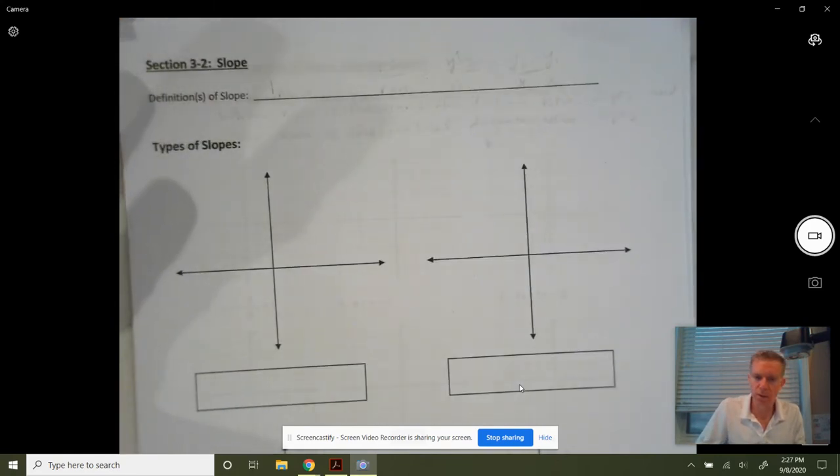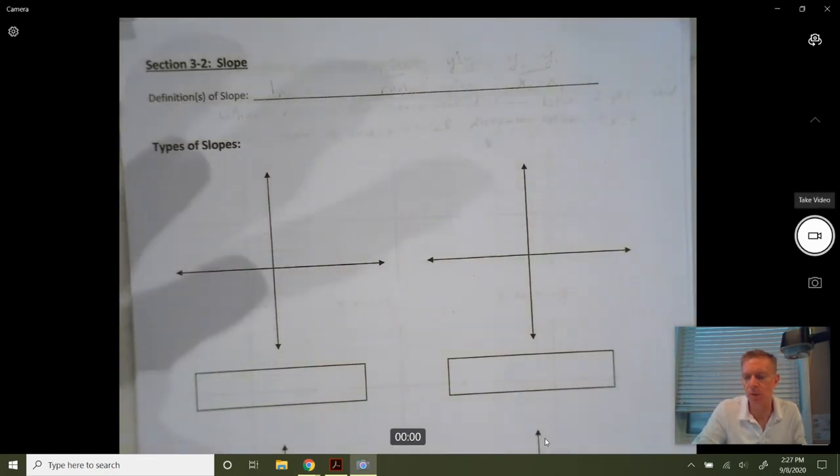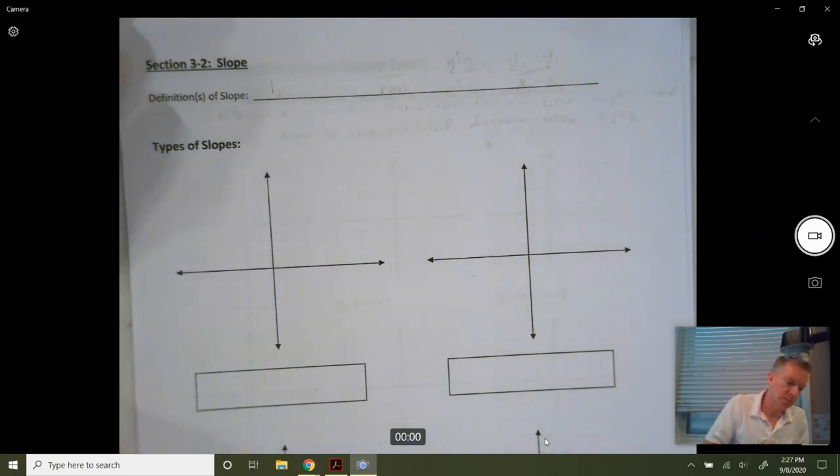Equations of lines. We're going to define a couple of terms. You're probably familiar with many of these, but we're going to go through them anyway. And you're probably most familiar with slope-intercept form, but we're also going to talk about a couple other forms of lines. Okay. First, we're going to define slope.